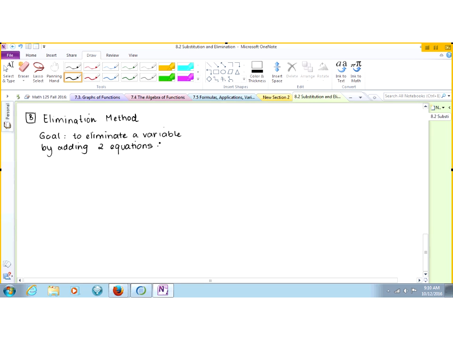Now, for example, let's do something like this. Let's start with the easy ones first. Solve using elimination. So before it was substitution. Which method is easier? It depends on the variable, the setup and everything. So you need to know both. x plus 3y is equal to 7. Negative x plus 4y is equal to 7. So call this equation 1. Call this equation 2.